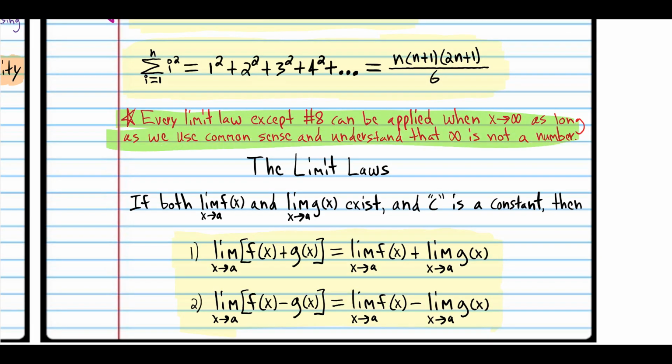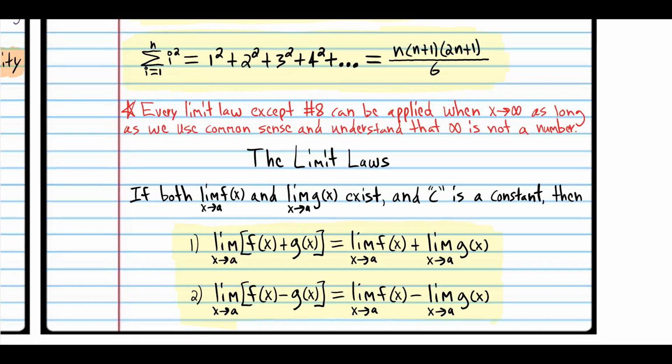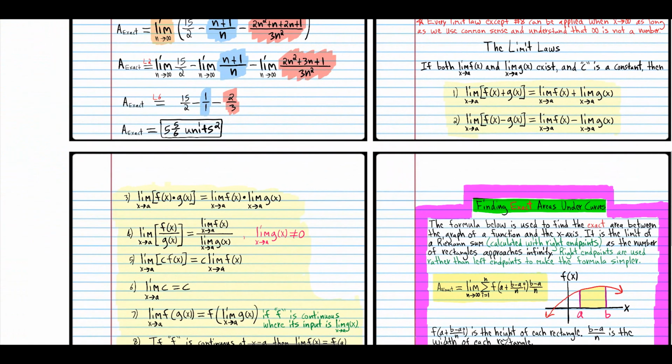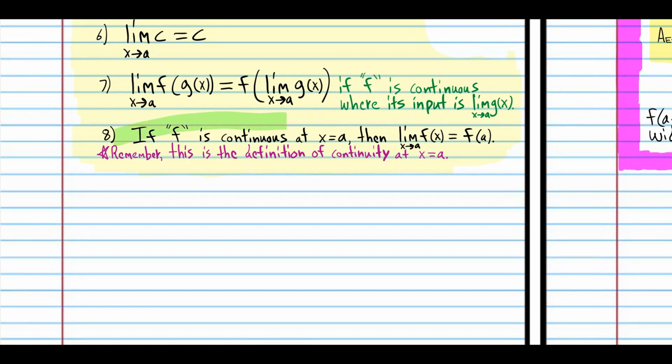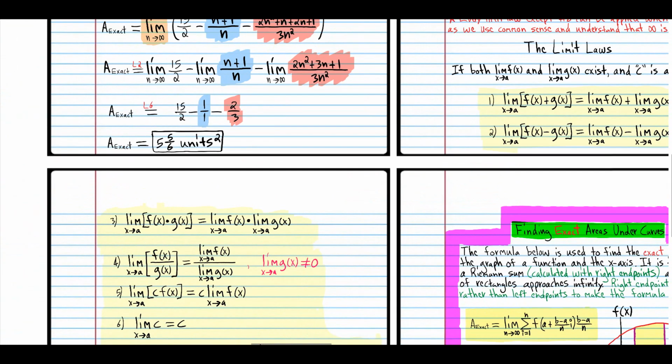Every limit law except number 8 can be applied when x approaches infinity, but we do have to keep in mind that we're not talking about an actual number. It's infinity. It's not a real number. Now, why doesn't it apply to number 8? Well, you can just look at number 8, and it's kind of common sense why it doesn't apply. But we won't go into that now. That's complicating things.